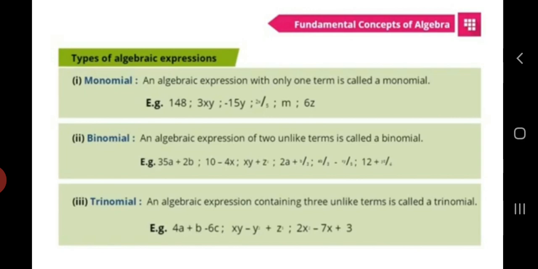Now coming to trinomials. A trinomial means an algebraic expression containing three unlike terms. For example, 4a plus b minus 6c. Here the three unlike terms are 4a, b and 6c. And what about polynomial? Every binomial, every trinomial, all are polynomials. So except monomial, all are polynomials.